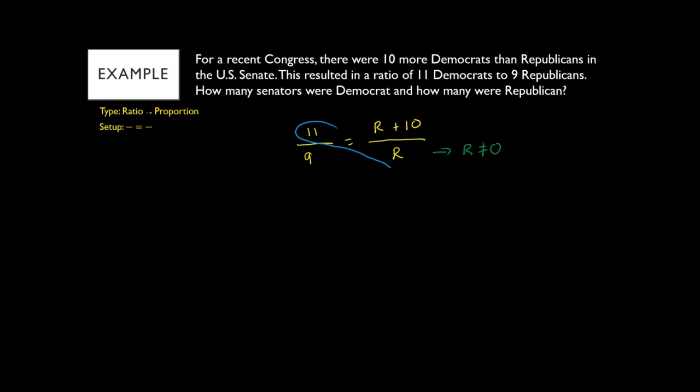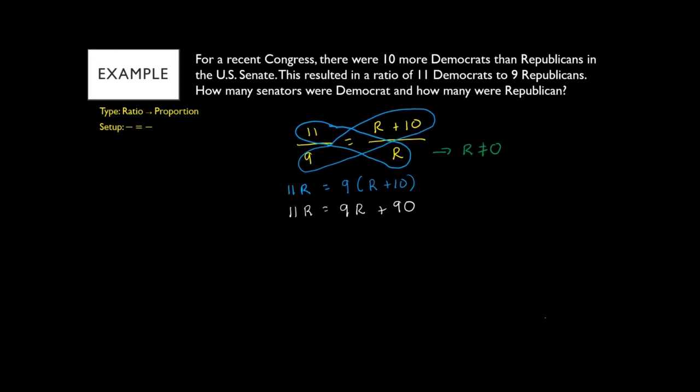So cross multiply: 11 times R. So that's 11R equals 9 times R plus 10. When you multiply by the R plus 10, you need to put parentheses around it because that 9 is multiplied by everything on that top right. So it's multiplied by the R and it's multiplied by the 10. So I'm going to distribute on the right. I have 11R equals 9R plus, and then 9 times 10 is 90.